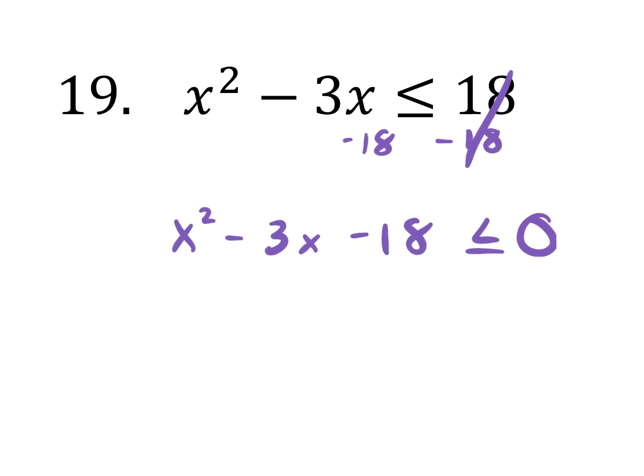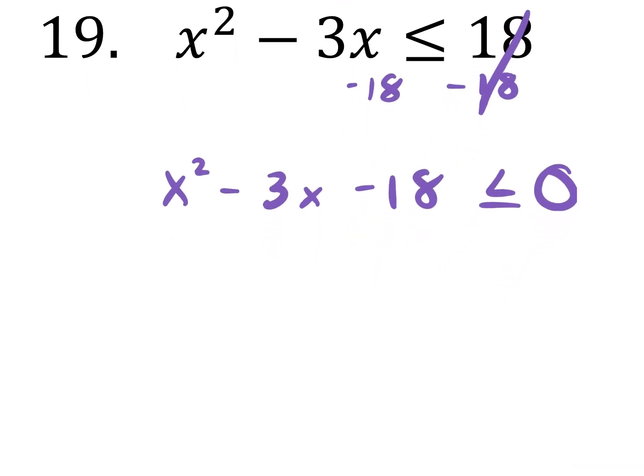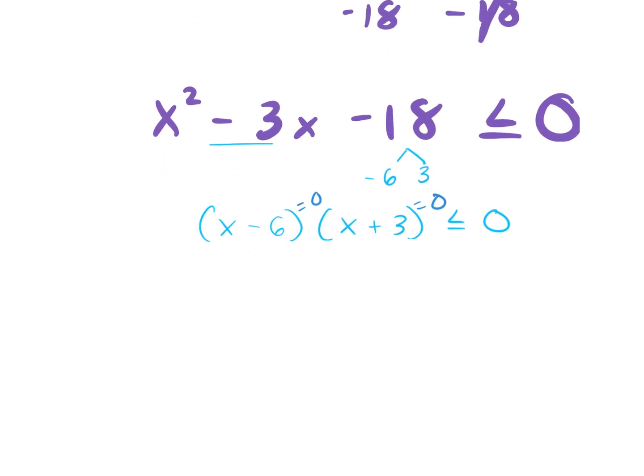Now what are we going to do? We need to factor. What are two factors of negative 18 that add to negative 3? Negative 6 and positive 3. So this would be x minus 6 and x plus 3 is less than or equal to 0. Now from here we can just set each piece equal to 0 because we're going to figure out our inequality at the end. So we have x minus 6 is equal to 0 and x plus 3 is equal to 0. We're just finding our key values here. So x is equal to positive 6 and x is equal to negative 3.